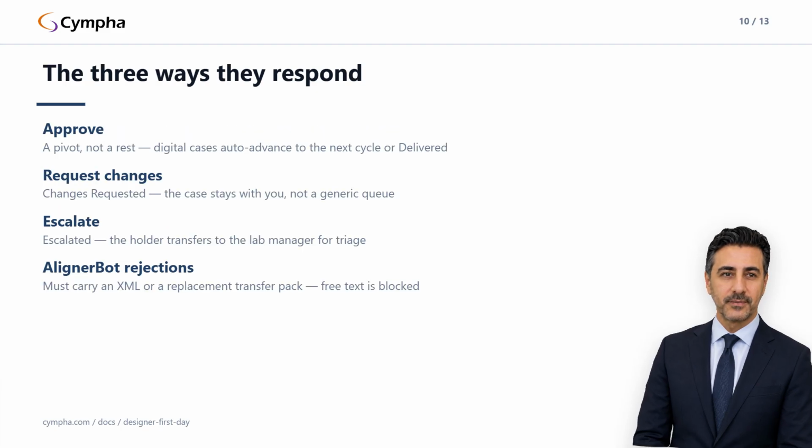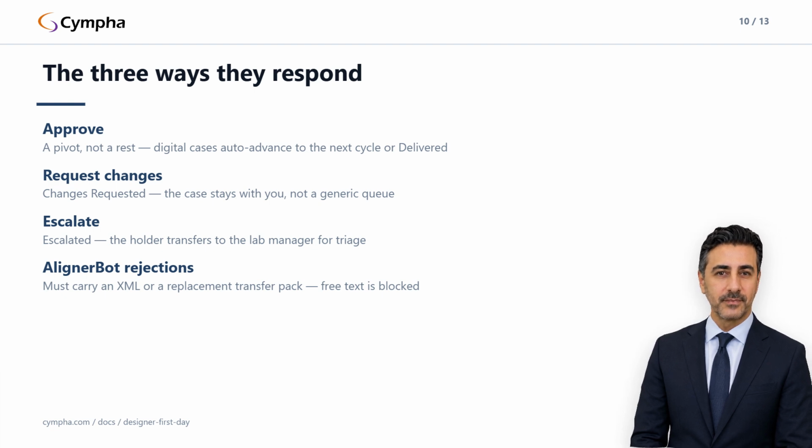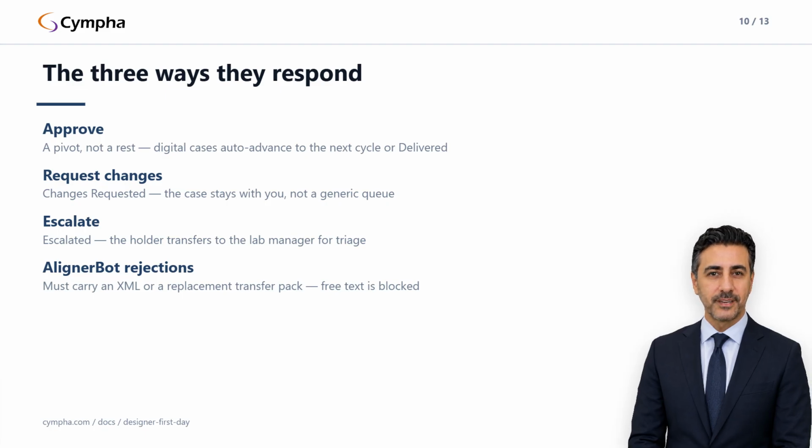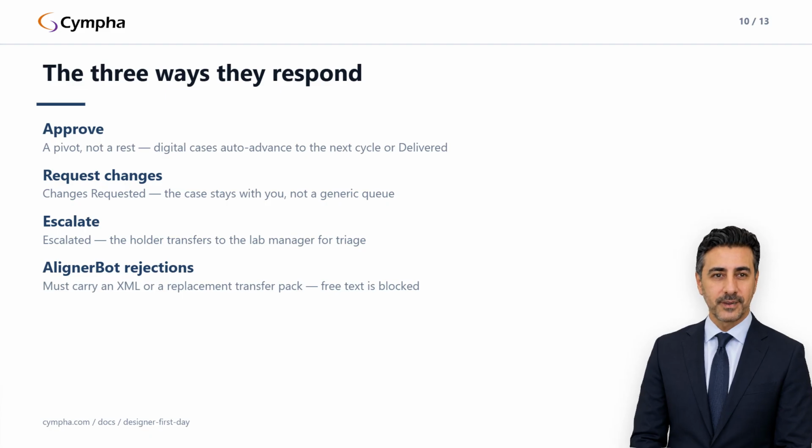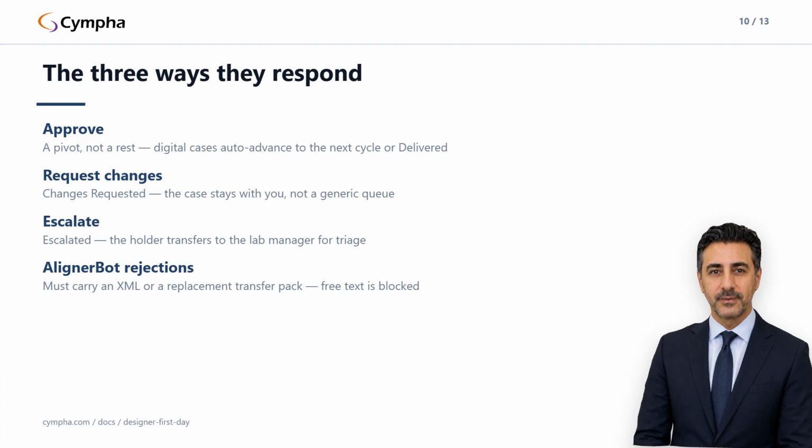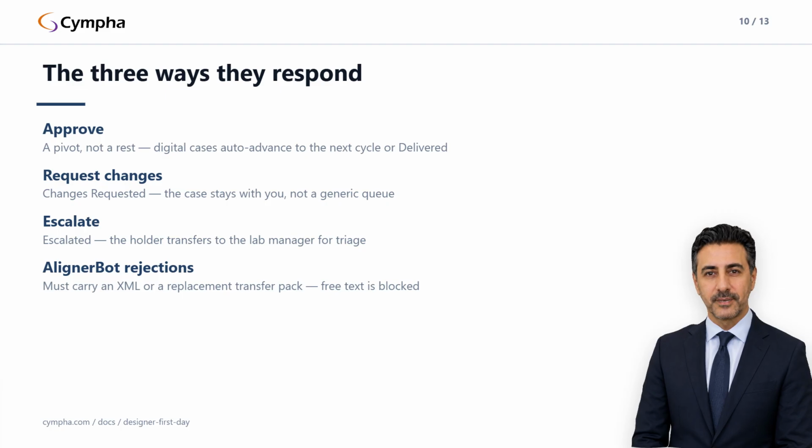Now, one special rule to file away, because it shapes your whole second round on Aligner work. On AlignerBot cases specifically, customers cannot reject with free text. They have to attach a structured artifact, either an XML tooth position file exported from Cympha Studio's 3-dimensional review, or a replacement transfer pack. If a doctor tries to type instructions instead, the system blocks the rejection outright and tells them to upload a structured artifact. So what comes back to you is a file you can actually feed to the planner, not a paragraph you have to interpret.